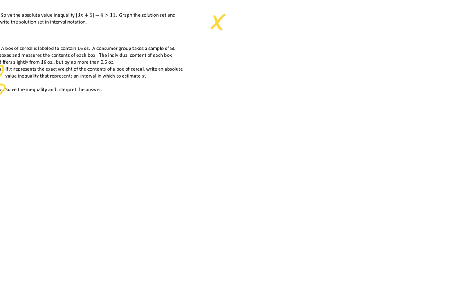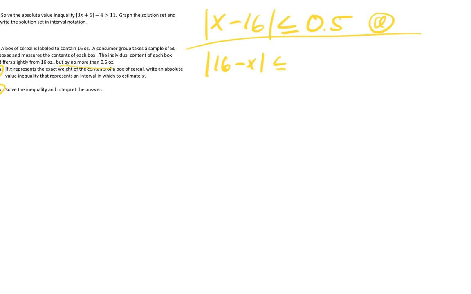So we have x, and we know if we subtract off how much it's supposed to be, we don't know if x is slightly less than 16 or slightly more than 16. So this is where that absolute value comes in. But we do know it's only off by 0.5, or less than or equal to 0.5. So this is the answer for part A. The absolute value of x minus 16 is less than or equal to 0.5. For those of you who are following along, the equivalent expression here is the absolute value of 16 minus x is less than or equal to 0.5. Either way, it gives you the same answer.